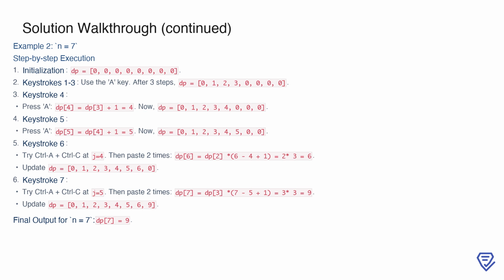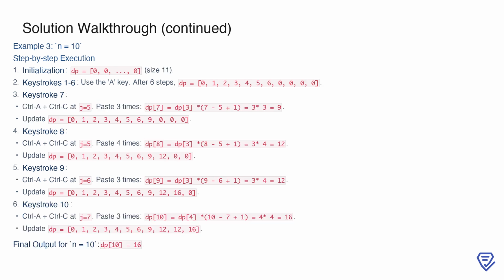The optimal result for n equals 7 is thus 9, as shown in the final array, 0, 1, 2, 3, 4, 5, 6, 9. Now, let's look at an example with n equals 10. Here, the dp array is initialized to a size of 11, filled with zeros. For the first 6 keystrokes, we press A repeatedly, giving us dp[1] through dp[6] as 1, 2, 3, 4, 5, and 6, respectively.